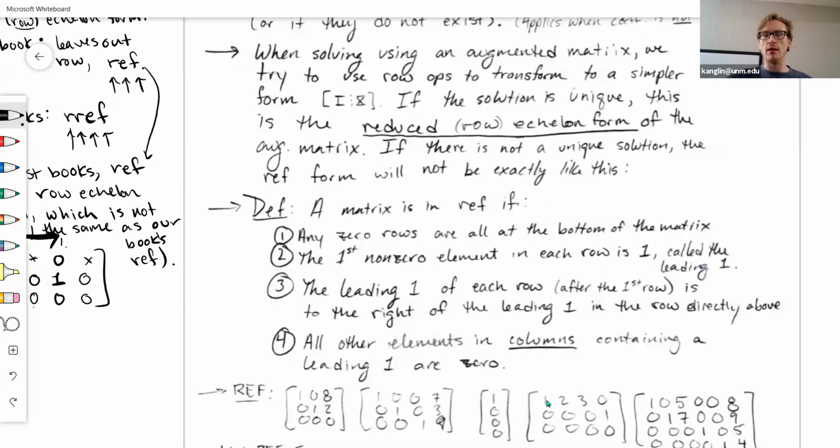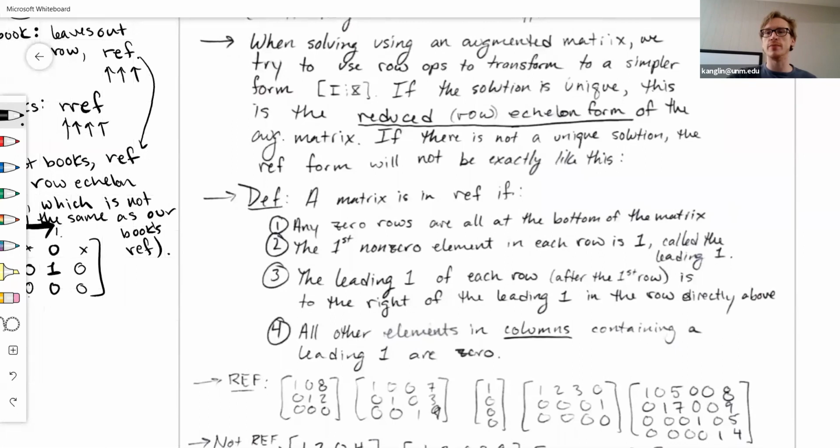The next one is as well, leading ones. As we go from one row to the next downward, the leading one moves very far to the right, but so long as it moves at all to the right, that still works. And everything above and below those 2 leading ones, this guy and this guy, is 0. So that's good. It meets all our requirements.